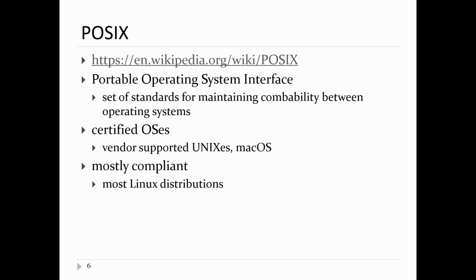And so Unix is one of these POSIX certified operating systems. Mac OS is also POSIX certified, so that's nice. Linux is not, but it's very close. So it's mostly compliant to this thing called POSIX. Windows is its own thing, right?